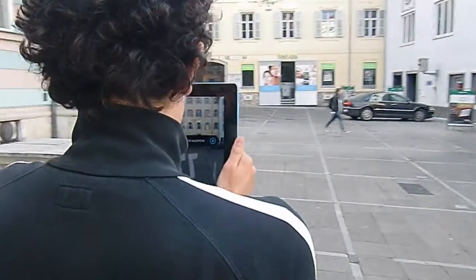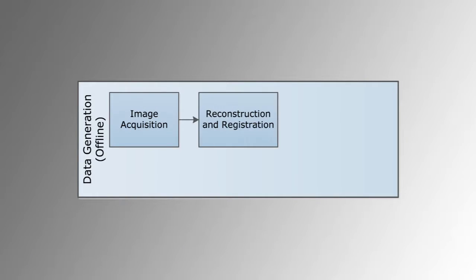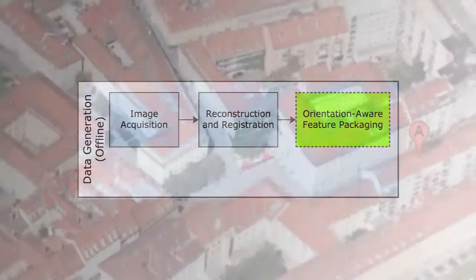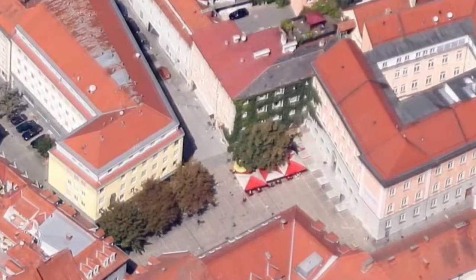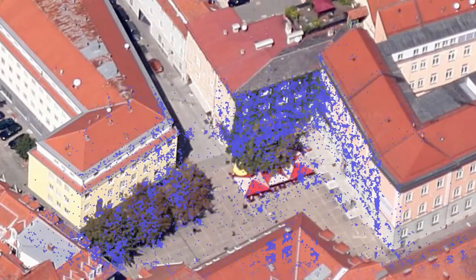In this work, we exploit sensors on mobile phones to improve wide area localization for augmented reality. The first part of our approach is an offline data generation step. A large number of images is acquired, serving as a base for reconstructing the environment, using structure from motion.